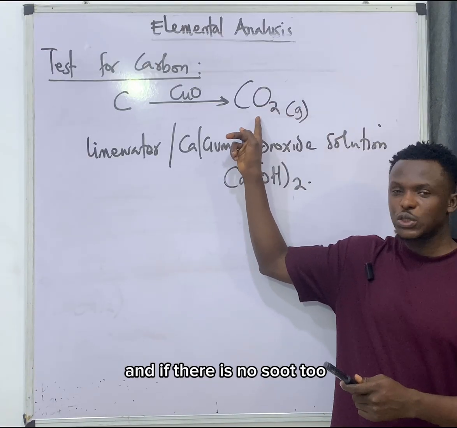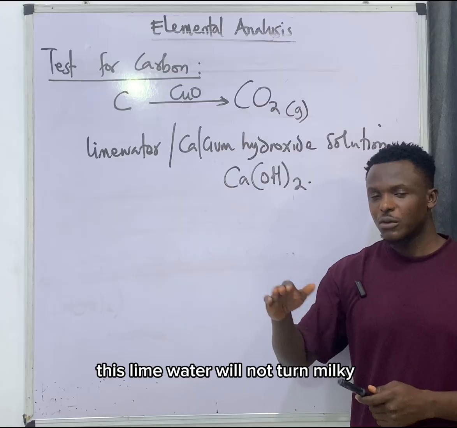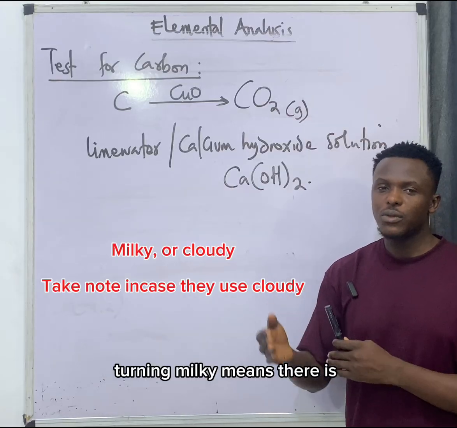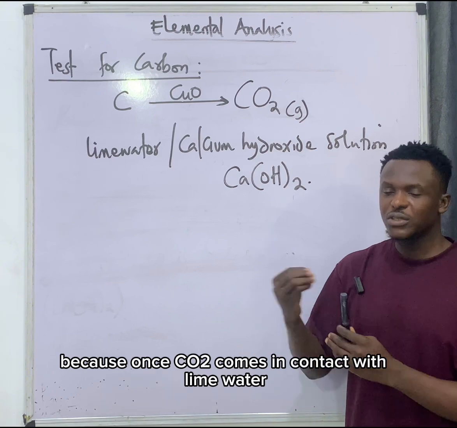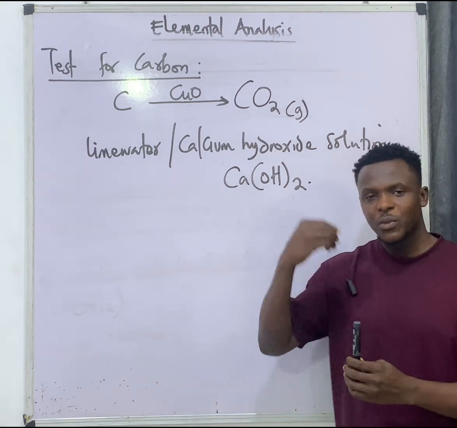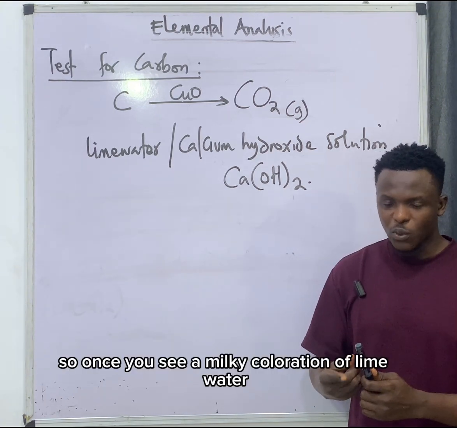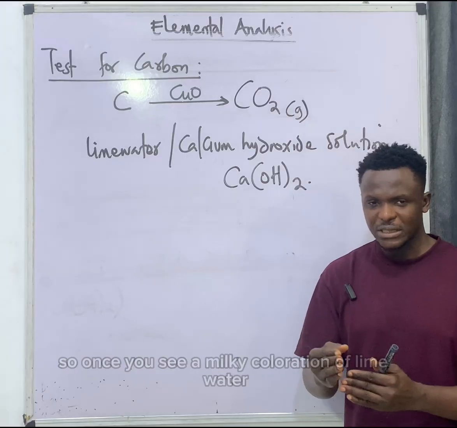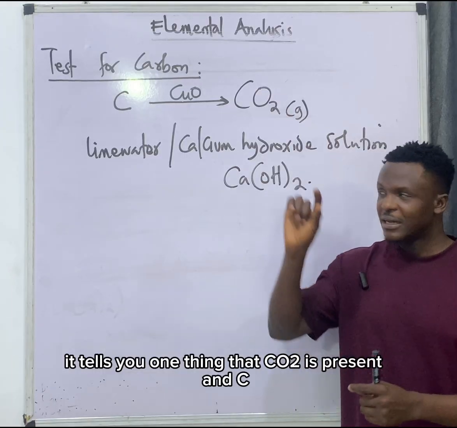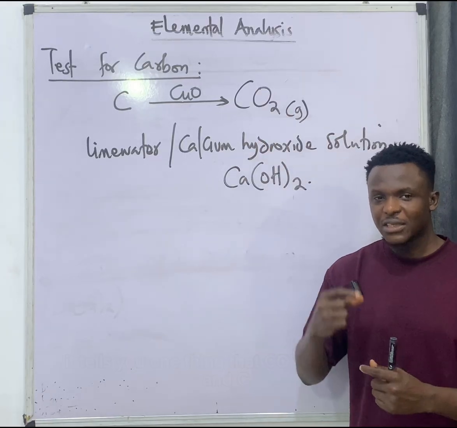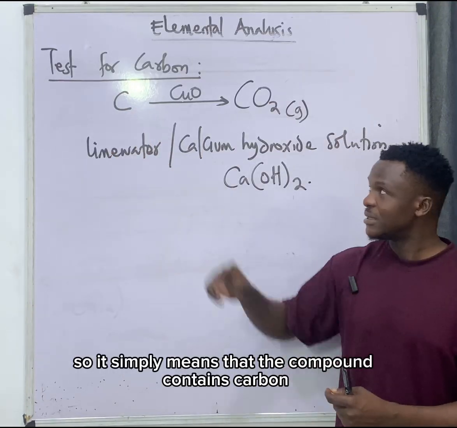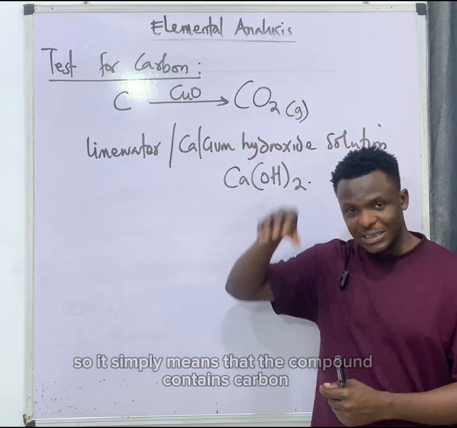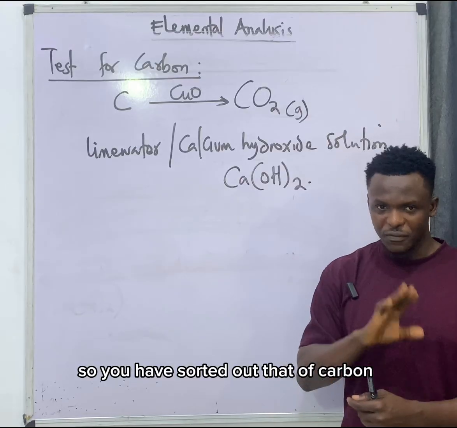And if there is no CO2, the lime water will not turn milky. So lime water turning milky means CO2 is coming in contact with it, because once CO2 comes in contact with lime water, it turns milky. Once you see a milky coloration of lime water, it tells you one thing: that CO2 is present, and CO2 cannot be present if there is no carbon. So it simply means that the compound contains carbon. So you have sorted out that of carbon.